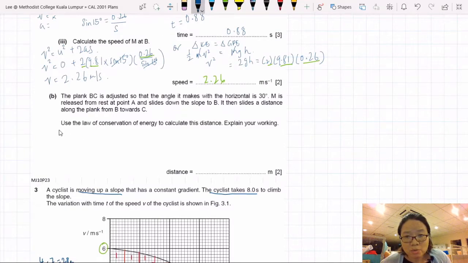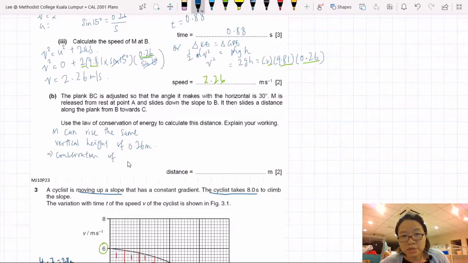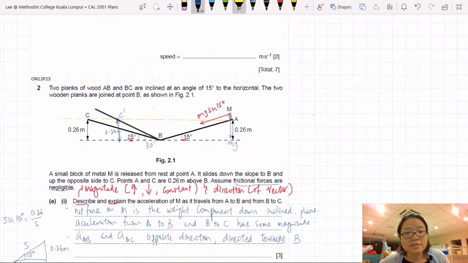If it's 2 marks, I'm not going to show too much working, but I will explain what I told you just now in words. Okay, so M will rise the same vertical height of 0.26 meter because your gravitational potential energy is conserved. Okay, so this one is based on conservation of your GPE. So if you can rise back up the same height, this one is 0.26. You see this triangle or not? The new angle is 30.